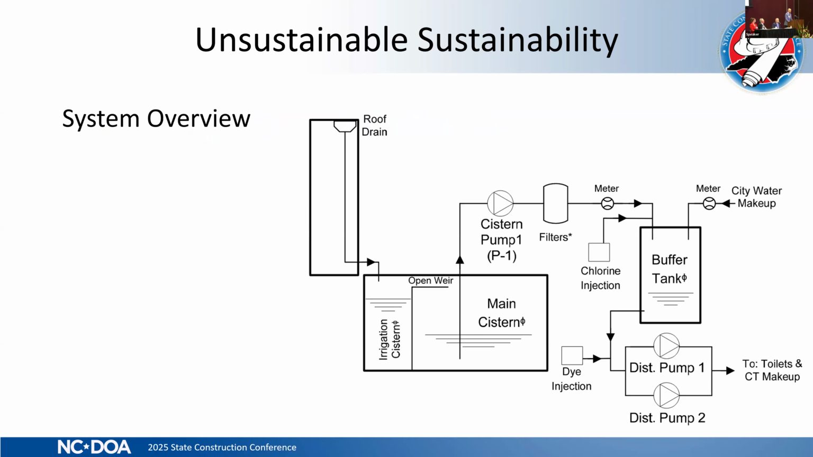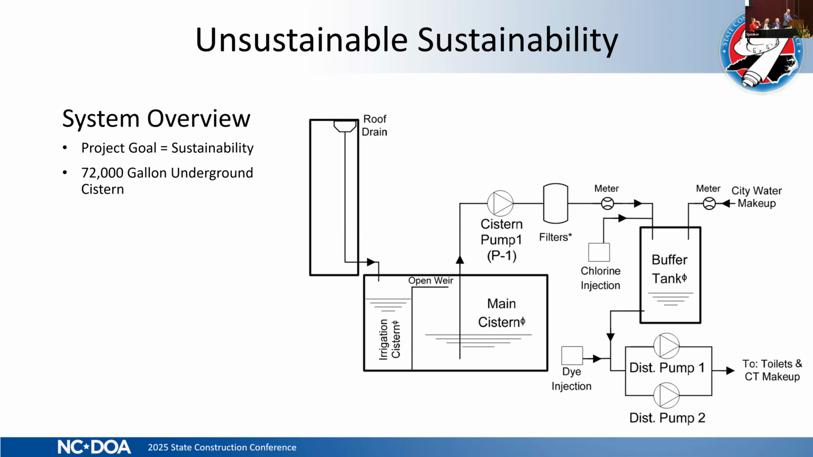This is a rainwater harvesting system. It was one of the building's sustainability features, and it was designed to collect rainwater and store it in a large underground cistern where it can be used later for irrigation, toilet flushing, and cooling tower makeup.